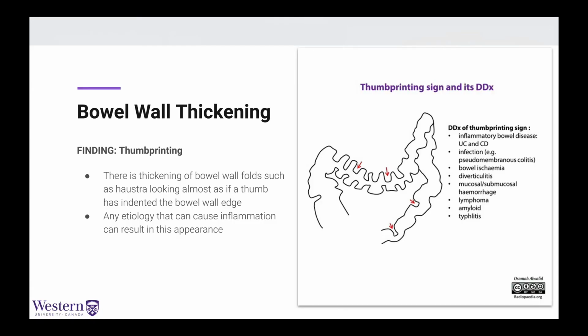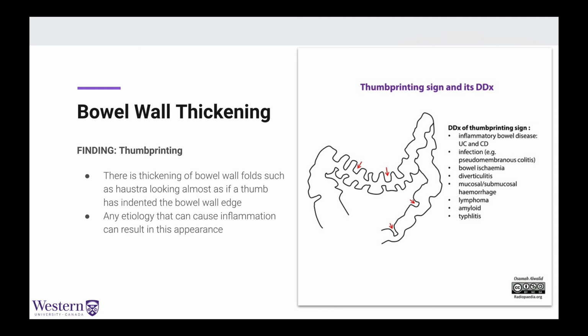Now, bowel wall thickening is a very challenging interpretation on an abdominal radiograph. Fundamentally, there's a thickening of the bowel wall folds, so it looks as though even the plica, the haustra, have been indented in some way. This is most commonly seen in the large bowel, and effectively any etiology that can cause an inflammation or an infiltration of the bowel wall can create this thumbprinting sign.